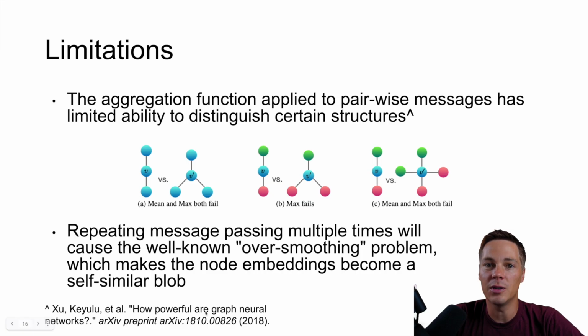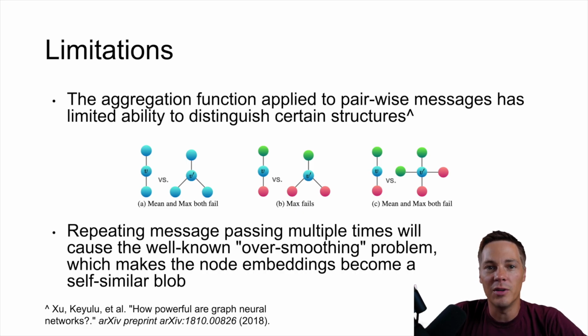There's some interesting work that dives deep into this issue and proves things related to graph isomorphism tests. Another limitation is that if we repeat this message passing multiple times, we experience this well-known over-smoothing problem, which basically means that as you take averages to update something, and then you take another average to update again, and another average to update again, you end up just making everything look the same. And you just smooth all of the embeddings so that they become approximately equal throughout the entire graph.